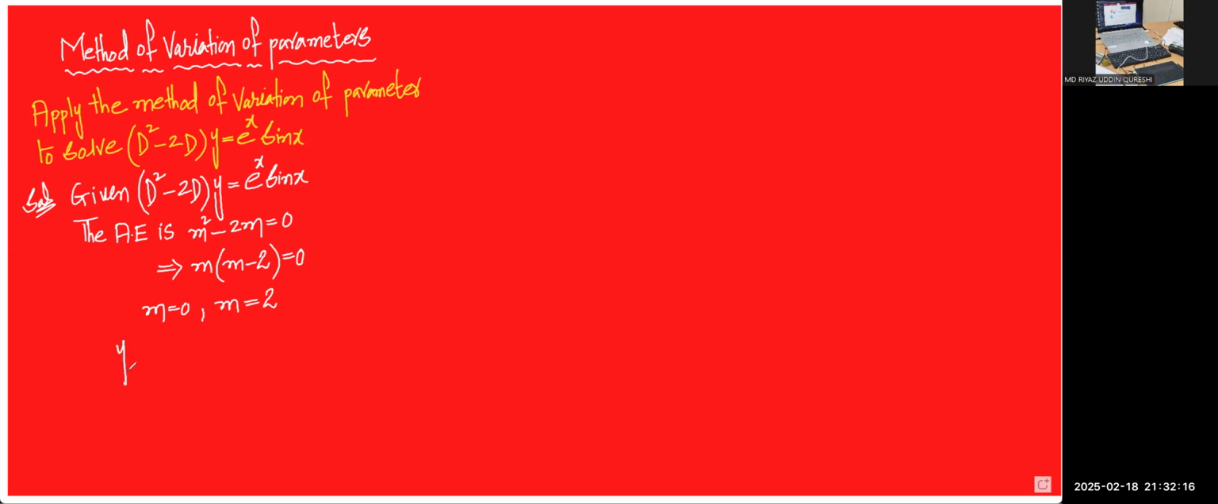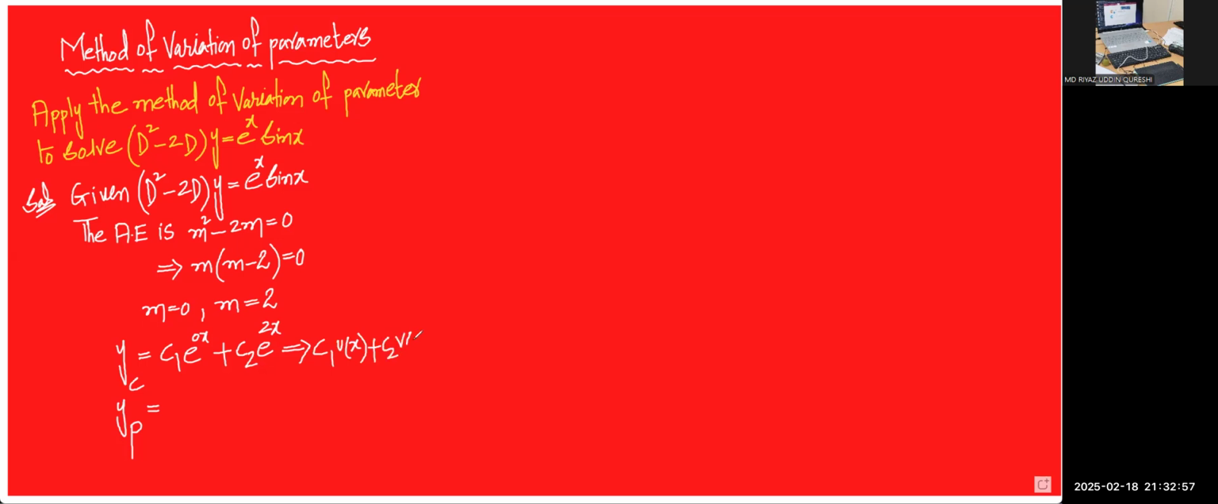How to find the complementary function yc? C1 e power 0x plus C2 e power 2x. This we already know how to find. But how to get the yp value? Here I will tell you. yp means just C1 will be replaced with another variable. Okay, one more thing is, this we can also write as C1 u of x plus C2 v of x.